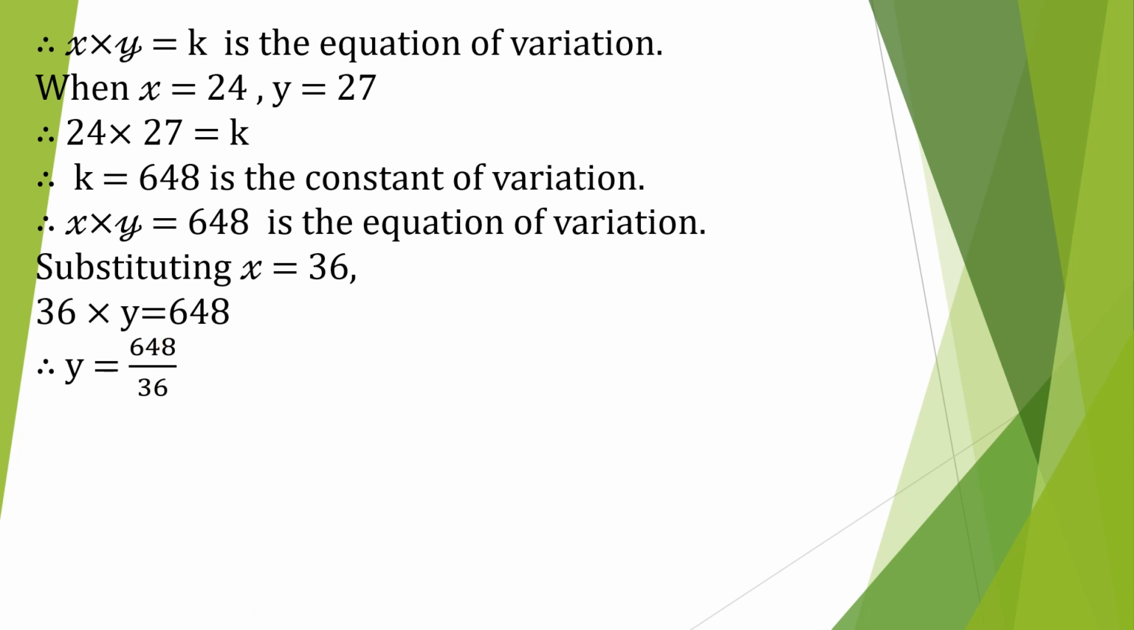Now it will cancel, students. So you'll do the division: 36 ones are 36. Now 64, so you will do 36 ones are 36. So you'll subtract. What you'll get, 64 minus 36, you will get 28. So 28 and one more 8 is remaining. So it will become 288. So 36 8s are 288. So you'll get the value of y is equal to 18.